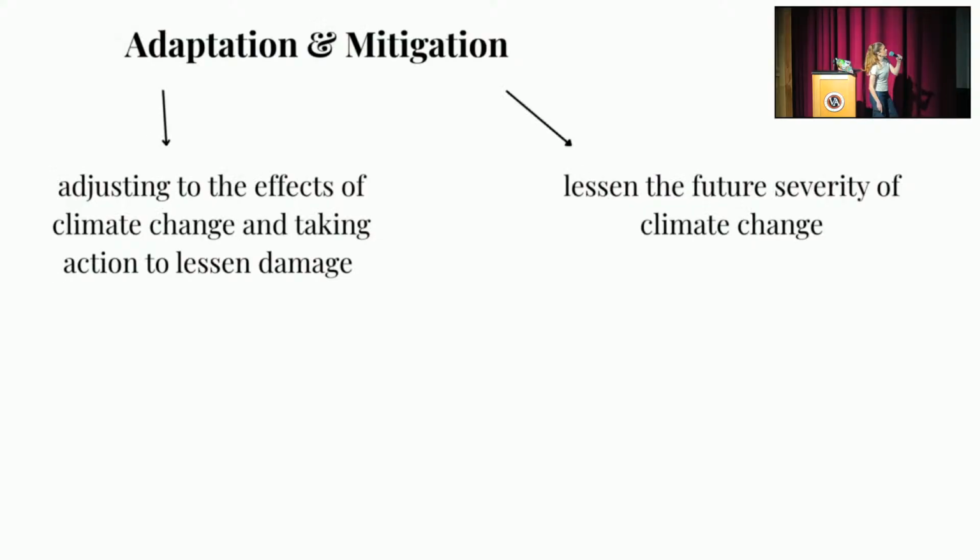I should first define adaptation and mitigation, because they're two terms that are easily convoluted. When I first started my presentation, as my mentor knows, I didn't really know the difference between these, and it made everything a mess. So once I defined it, it helped a little bit.